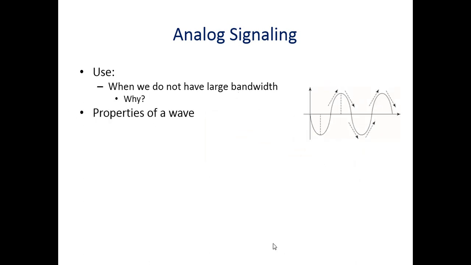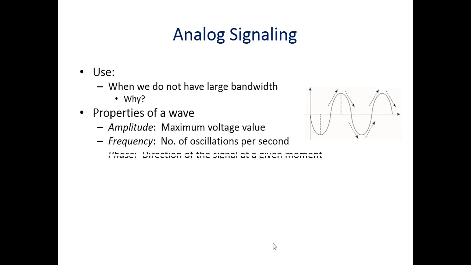There are properties of the wave, basically three. The first one is the amplitude. Amplitude is indicated using the maximum voltage value. That is referred to as the amplitude from the base, meaning the maximum voltage value.